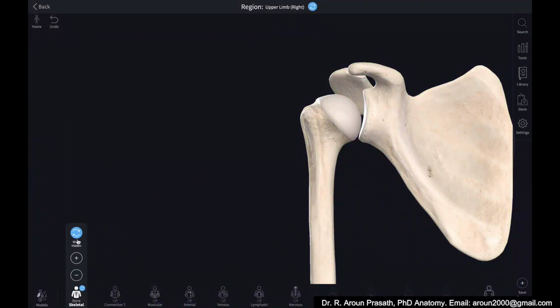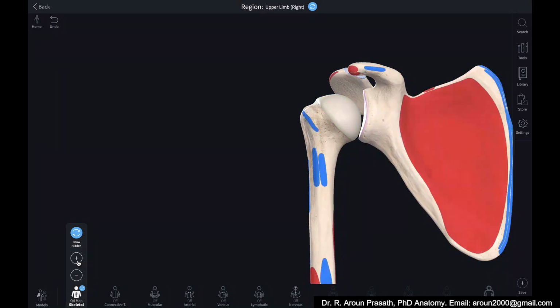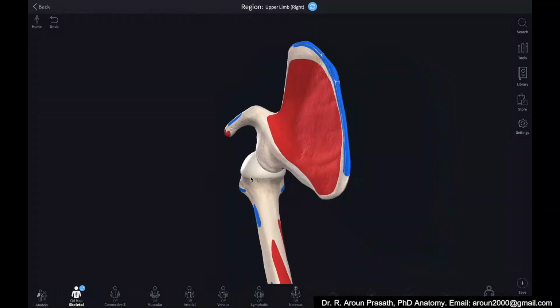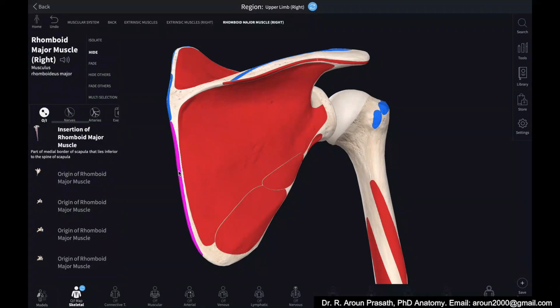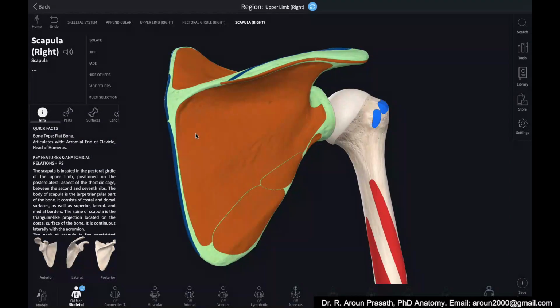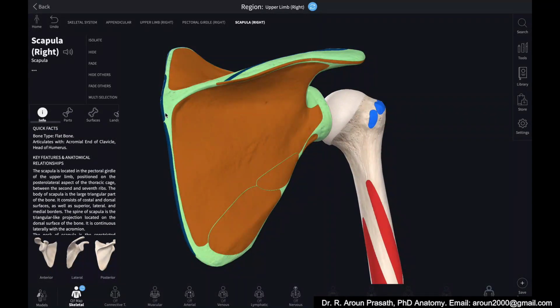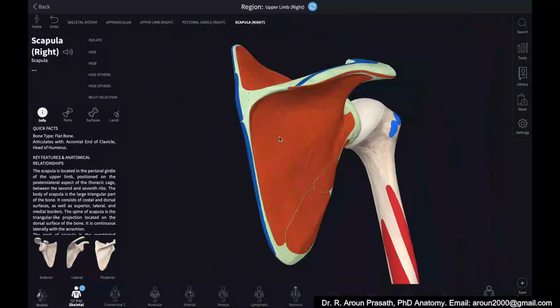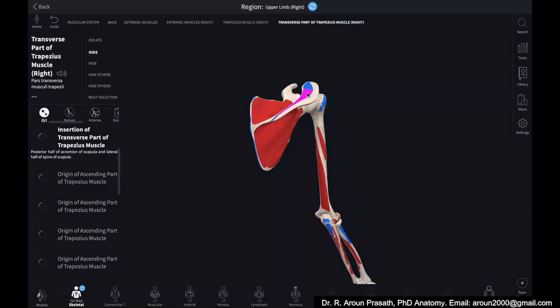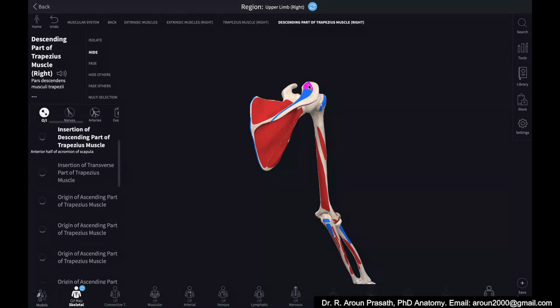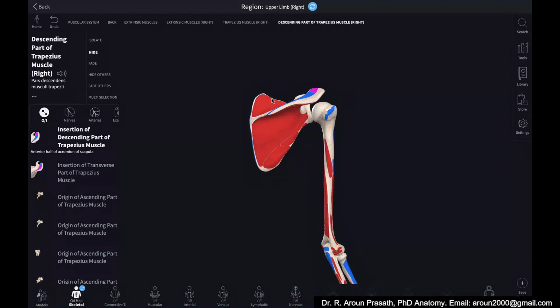Now coming to the other muscles of the scapular bone. In the medial aspect of the scapula, you have the insertion of the rhomboid major and the rhomboid minor muscle. And this is the insertion point for the trapezius muscle.